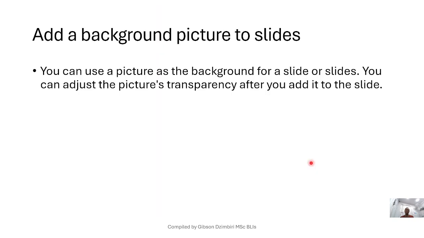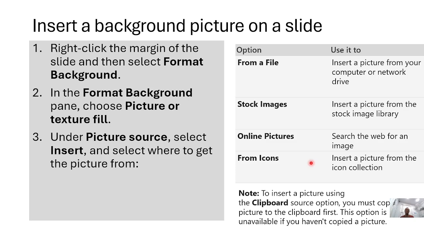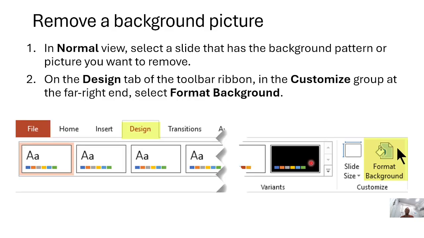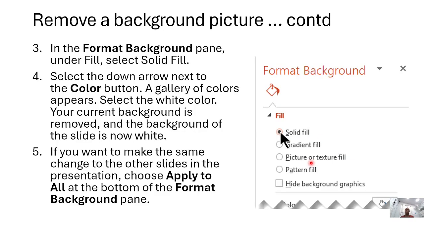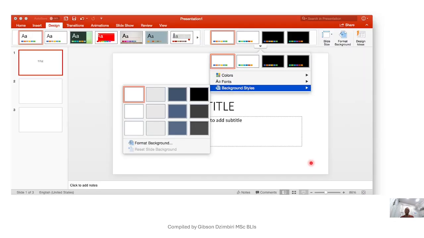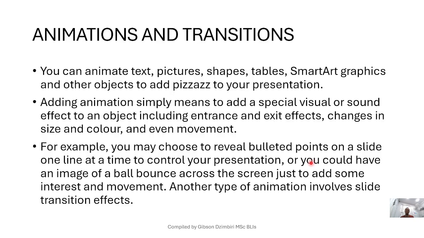You can also add a background picture to slides. That is very possible. So this is how you do it. You can manipulate, you can do different things with PowerPoint, inserting the background so that your text should be up front and the background should be at the back. You can also remove the background picture if you want. You can format the slide background with color. That is very possible. So these are the steps that you can follow.